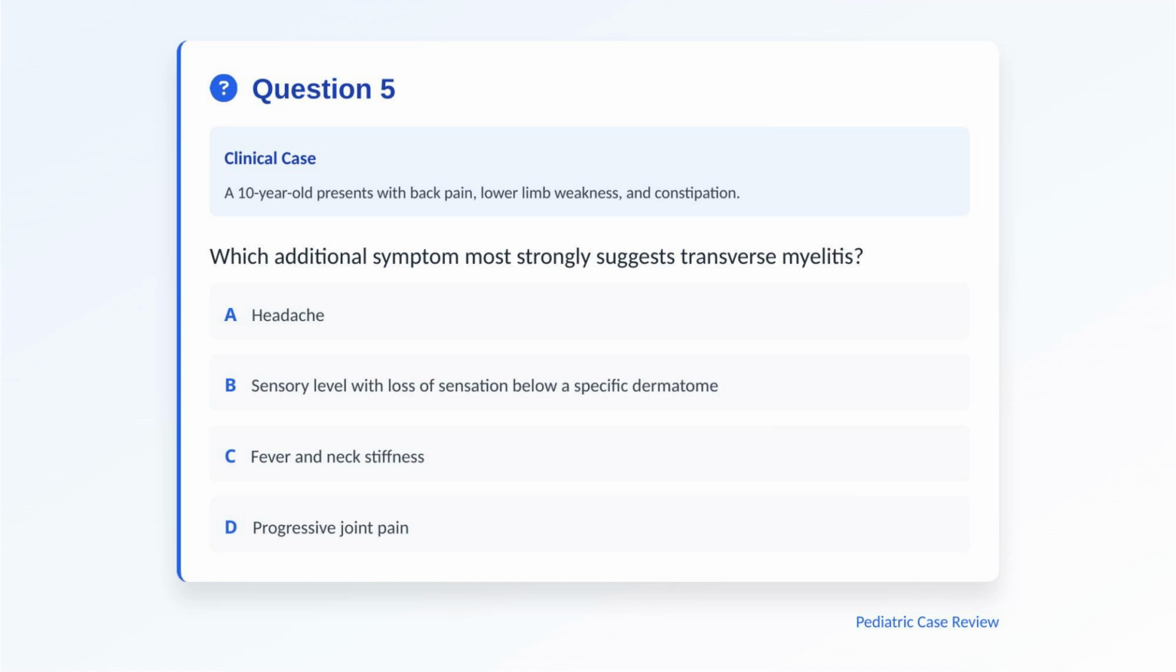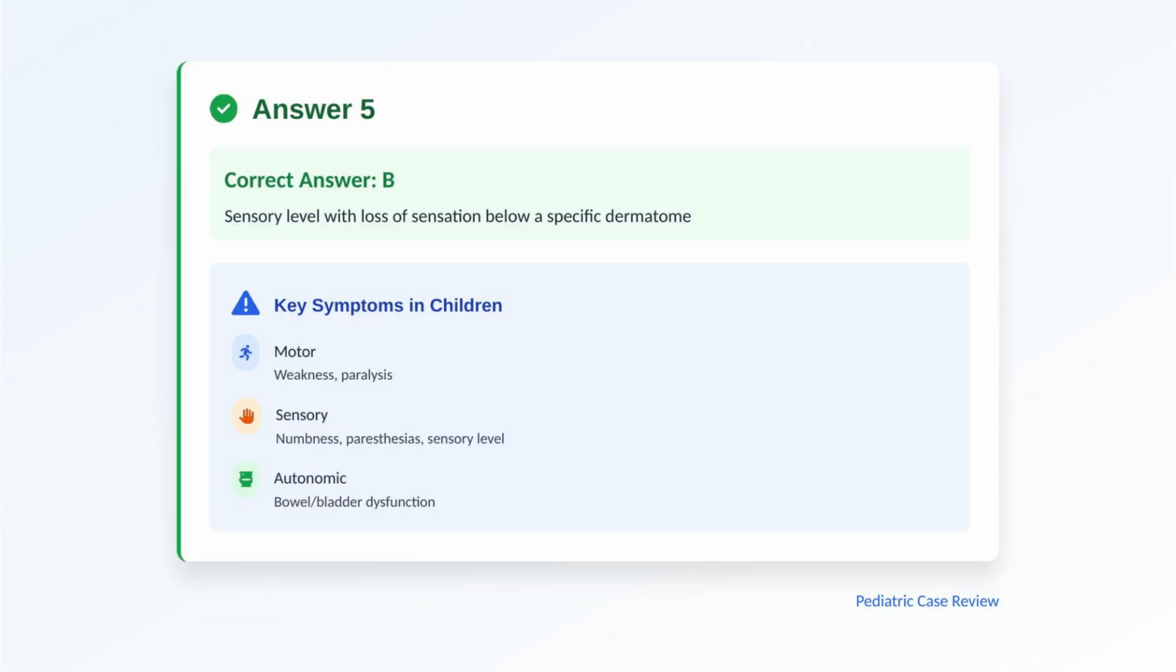A 10-year-old presents with back pain, lower limb weakness, and constipation. Which additional symptom most strongly suggests transverse myelitis? A. Headache. B. Sensory level with loss of sensation below a specific dermatome. C. Fever and neck stiffness. D. Progressive joint pain. The correct answer is B.